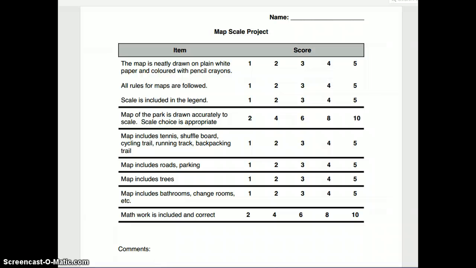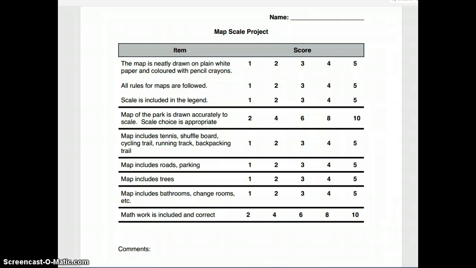scale choice is appropriate. I need to make sure that your map includes tennis, shuffleboard, cycling trail, running track, backpacking trail. Your map has to include the roads and parking. It has to include the trees. It has to include the bathrooms and change rooms, etc. And you have to make sure that your math work is included and it's correct.